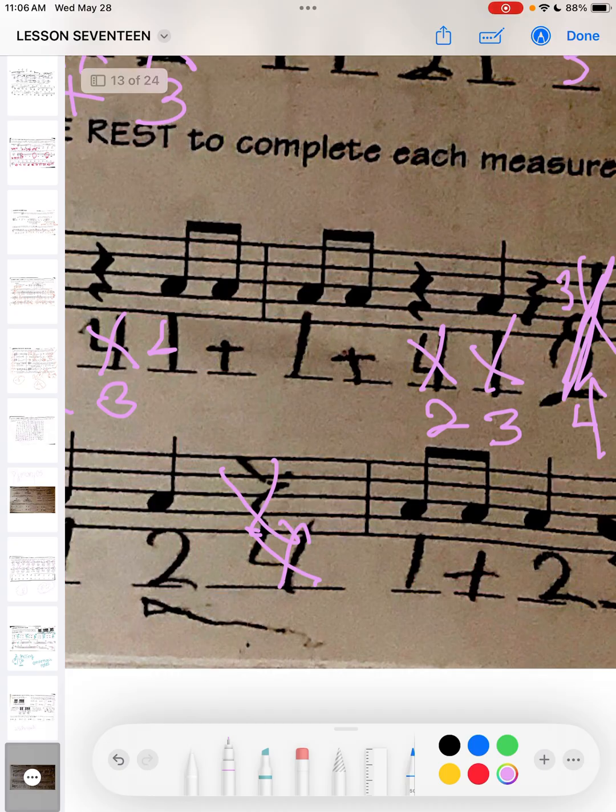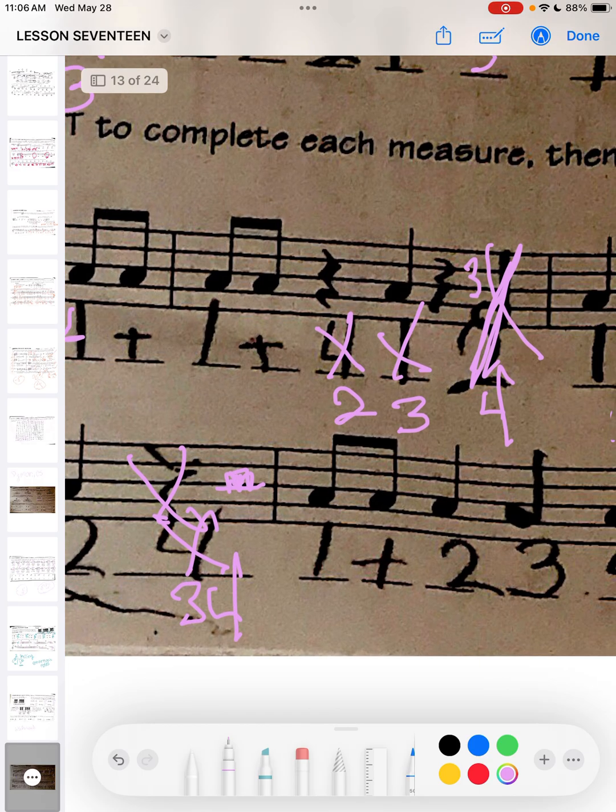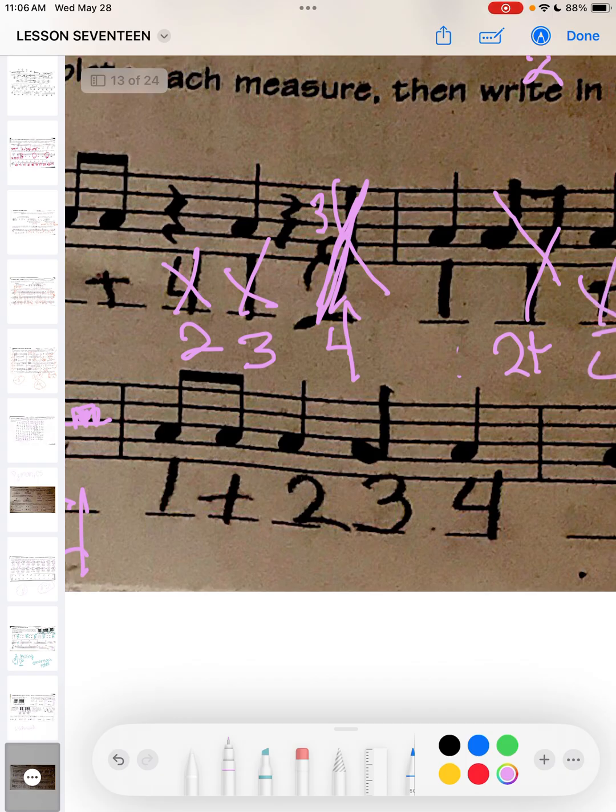I probably did not get a good grade on this one. 3, 4. Oh. It doesn't fill in with the rest. That is, but the counts are right, so I'll leave those alone.